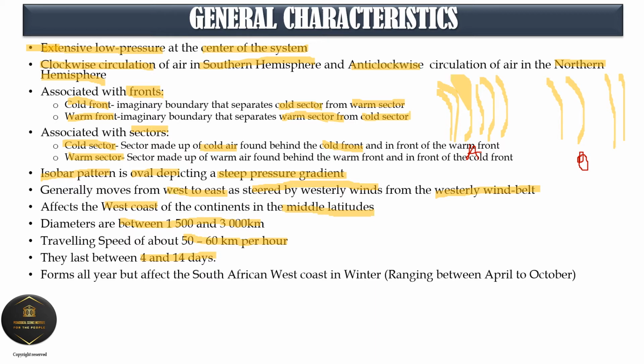Remember, they also get a bit destroyed when they move over the land, or as they go towards the east, they get destroyed. And the most important one is that they form throughout the year, but affect the South African west coast in winter. Are we fine with that? Now, that is very important. What is that telling us? The system will occur throughout the year, but it's only going to affect the west coast in winter.